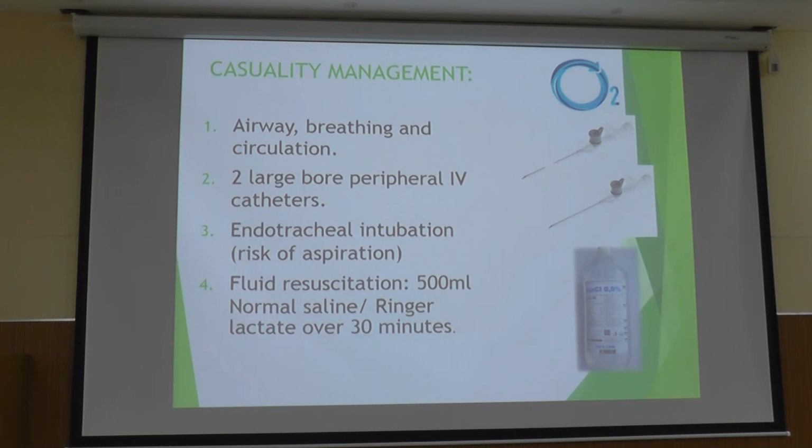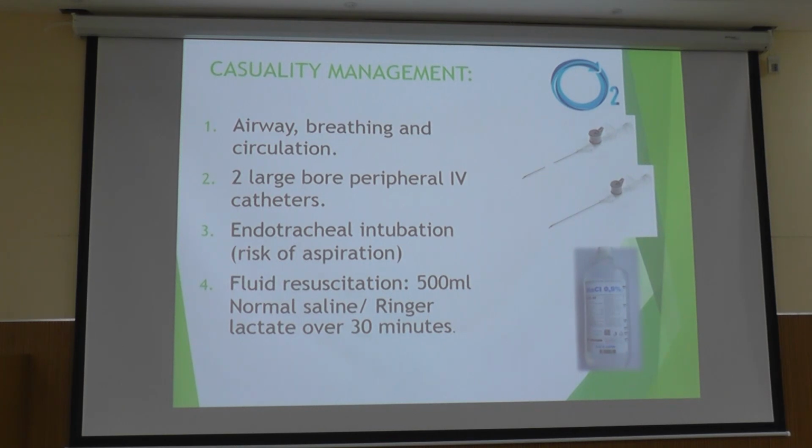And this is the management as we usually do for every casualty. We do the airway, breathing and circulation, then we put 2 large bore IV cannulas, 16 or 18 gauge. Then we do endotracheal intubation. This is mainly done while doing the endoscopy procedure. There's a high risk of aspiration. To prevent that, we do endotracheal intubation.